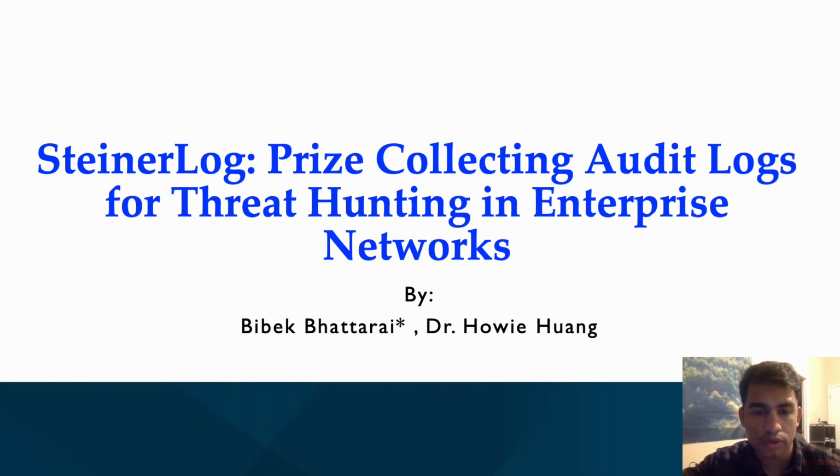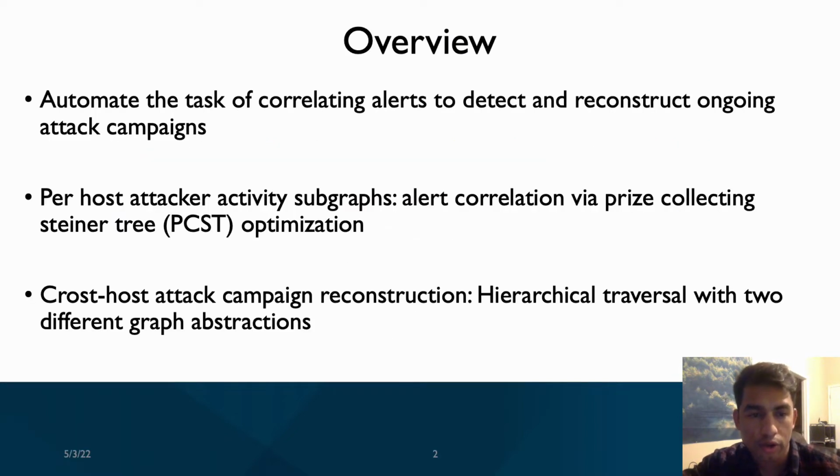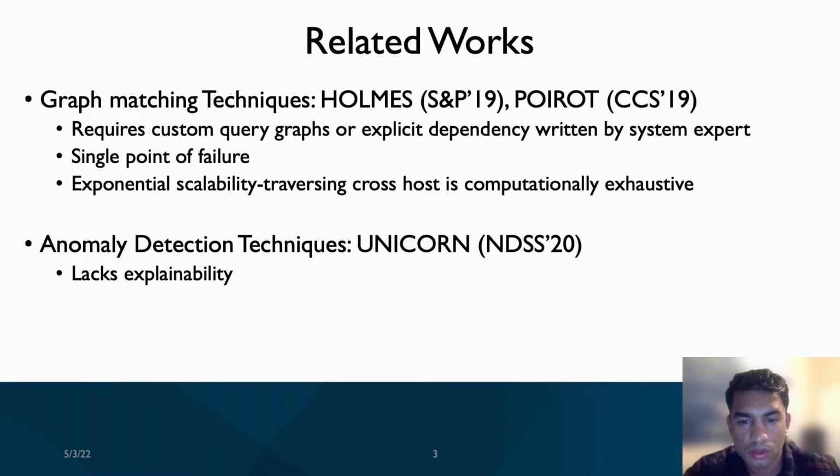Today I am going to talk briefly about our project titled SteinerLog. SteinerLog automates the process of alert generation as well as correlation in order to detect ongoing APT campaigns. It utilizes graph traversal and reduction techniques to build a concise attack campaign story that can help an analyst with the analysis and response. Just like these existing works, we make use of a data provenance graph built on top of system event logs in order to perform threat hunting.